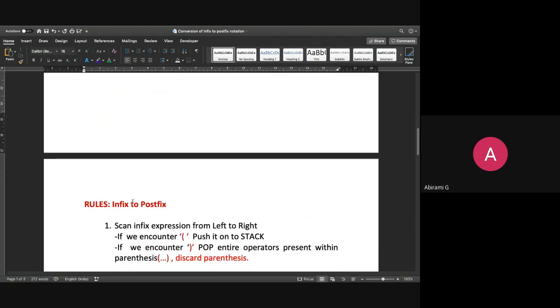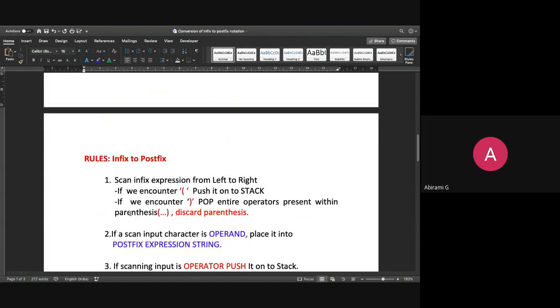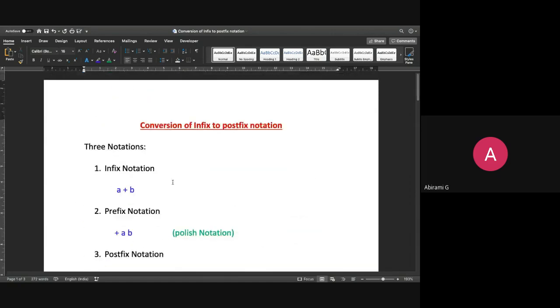Next are the rules to convert infix to postfix. Why do we have to follow these rules? Because for conversion of infix to postfix, we are using a stack. Conversion of infix to postfix is one of the applications of stack.